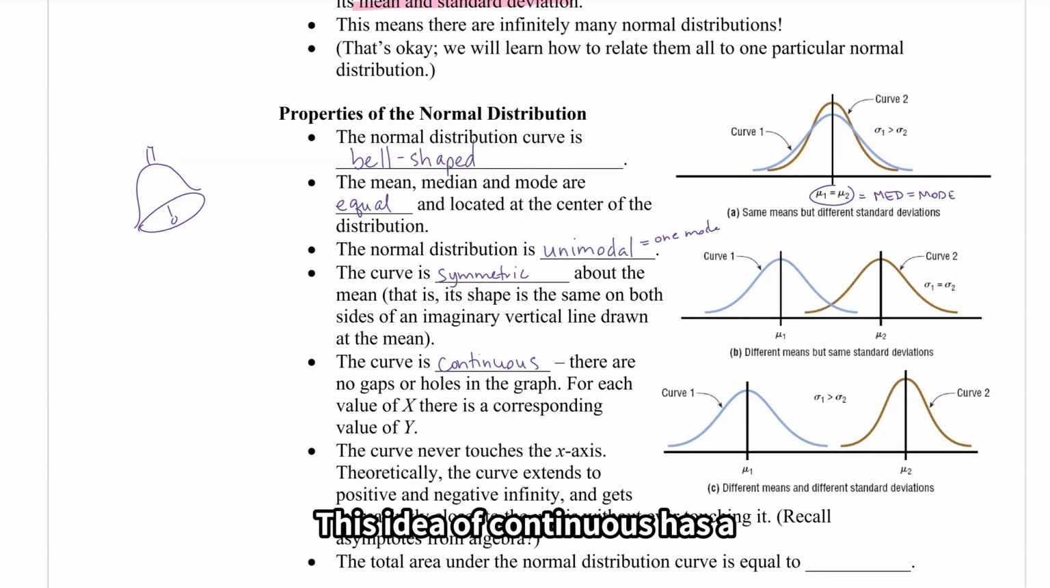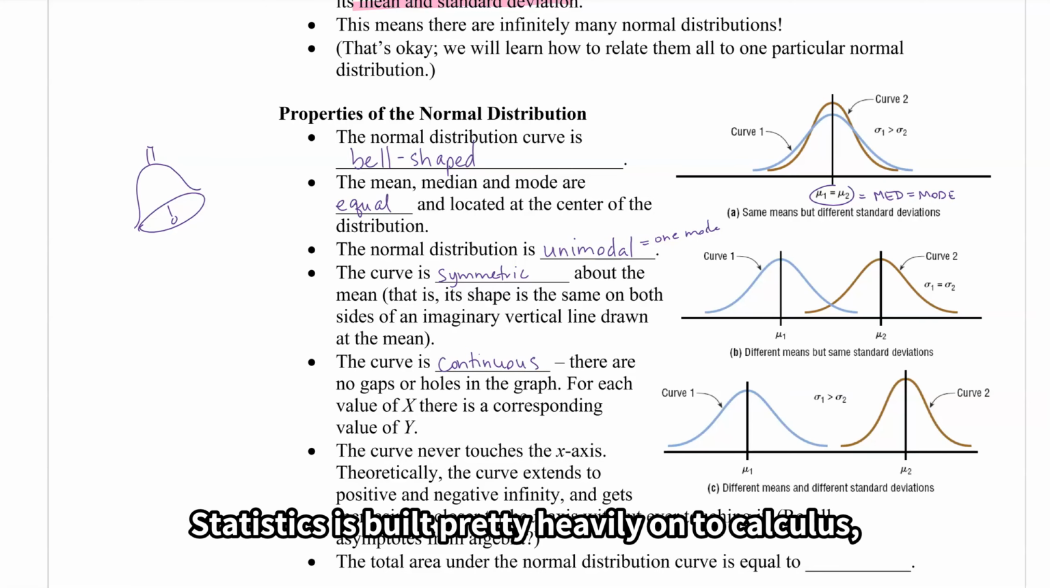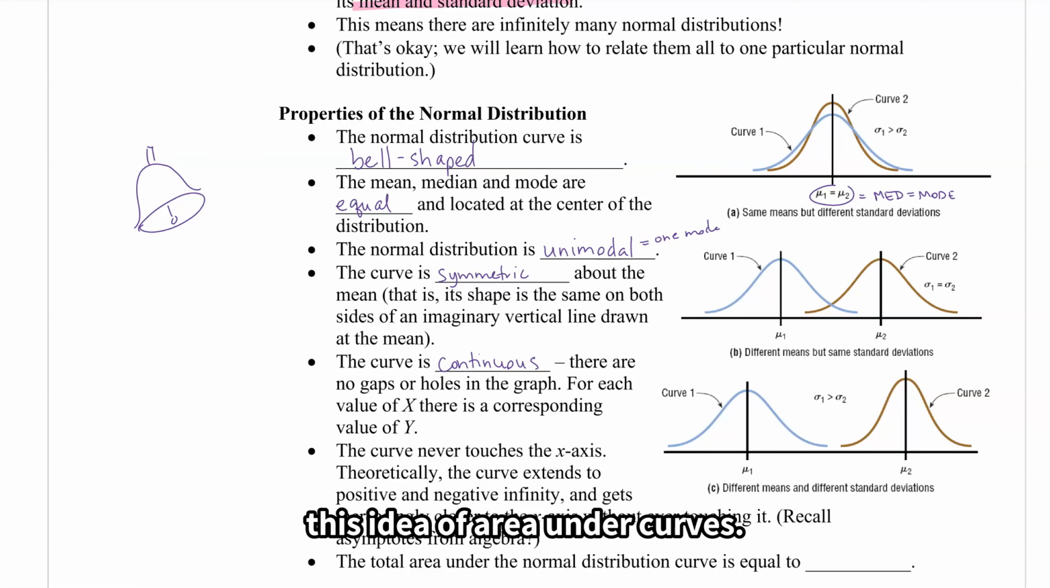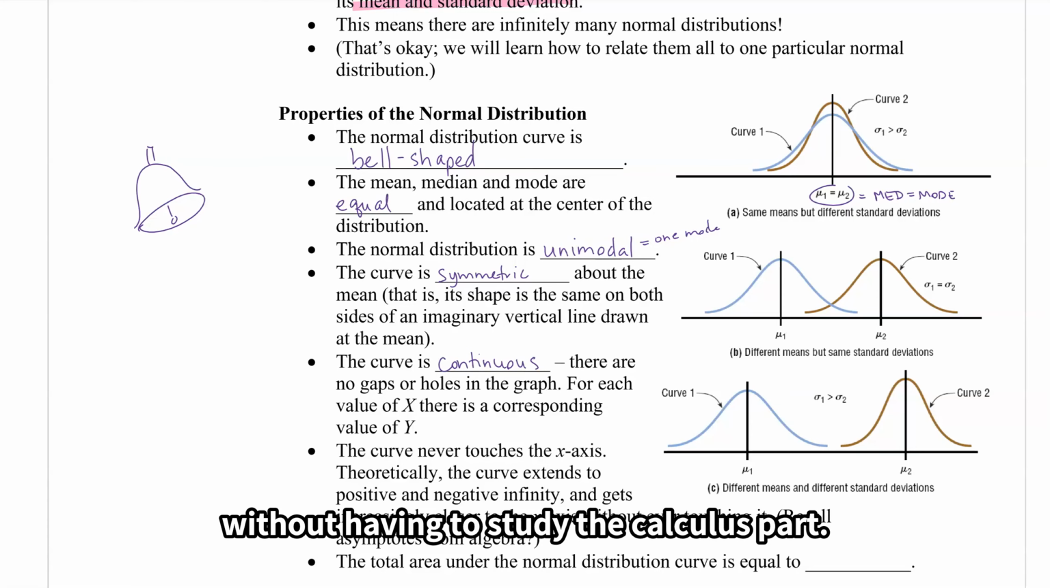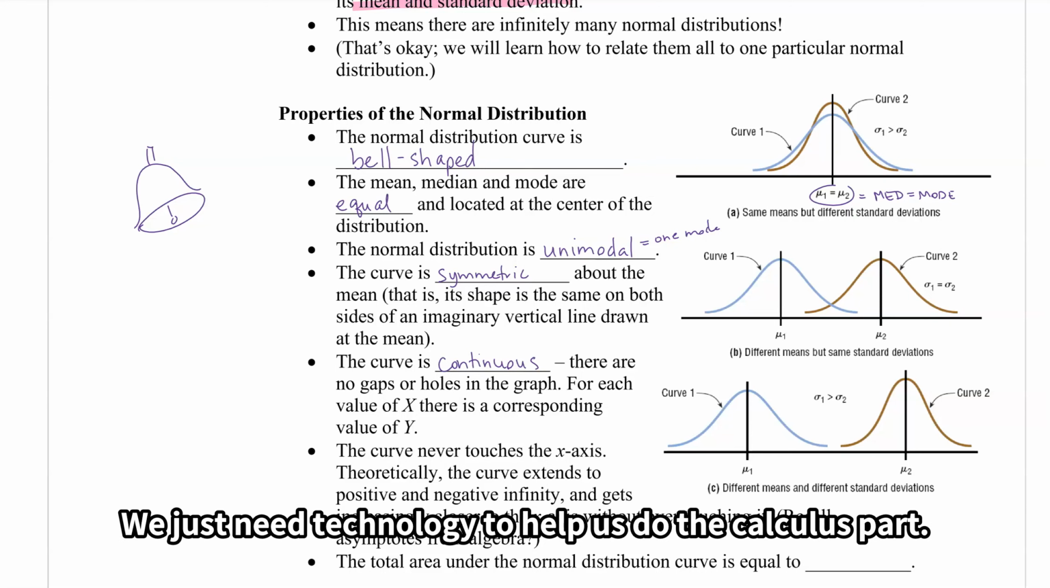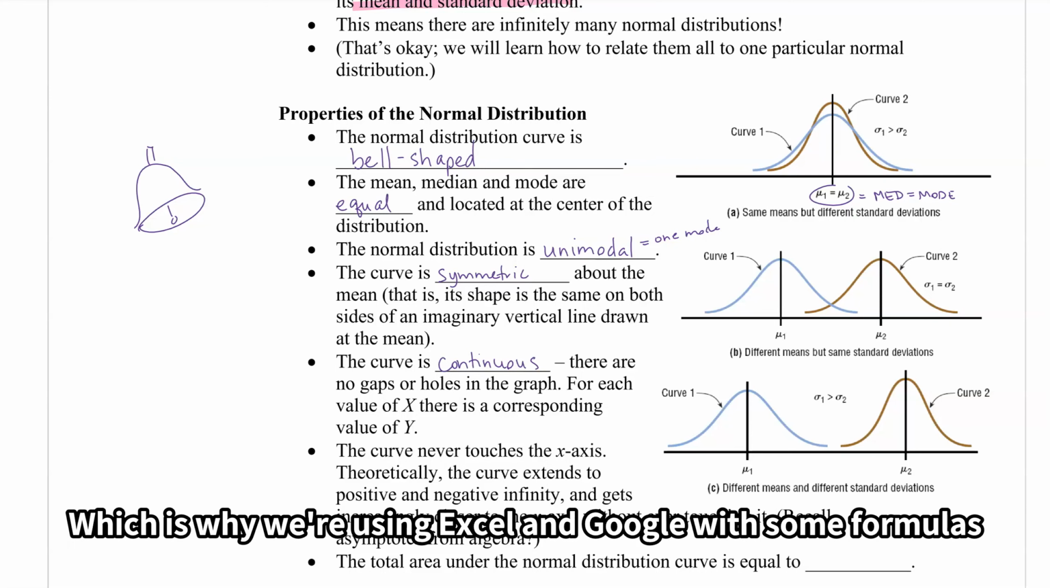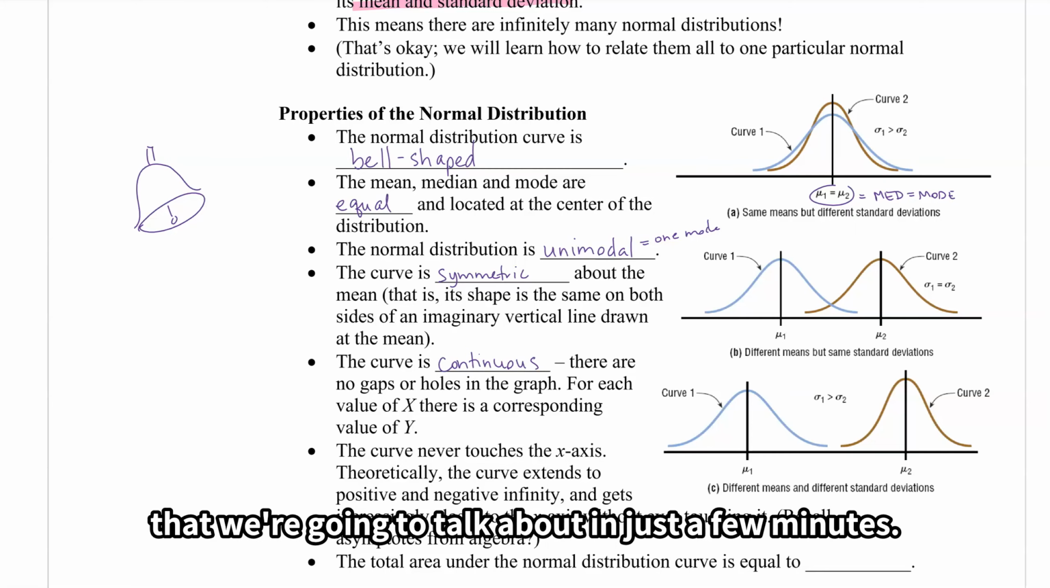This idea of continuous has a special connotation in calculus. So a little insert right here, statistics is built pretty heavily onto calculus. This idea of area under curves. But we can still do statistics without having to study the calculus part. We just need technology to help us do the calculus part, which is why we're using Excel and Google with some formulas that we're going to talk about in just a few minutes.